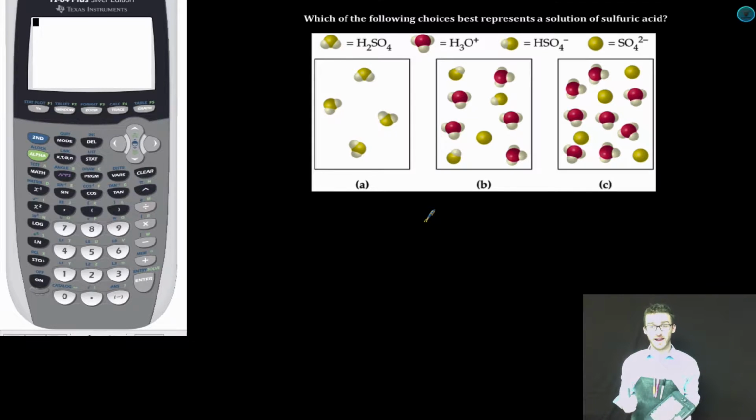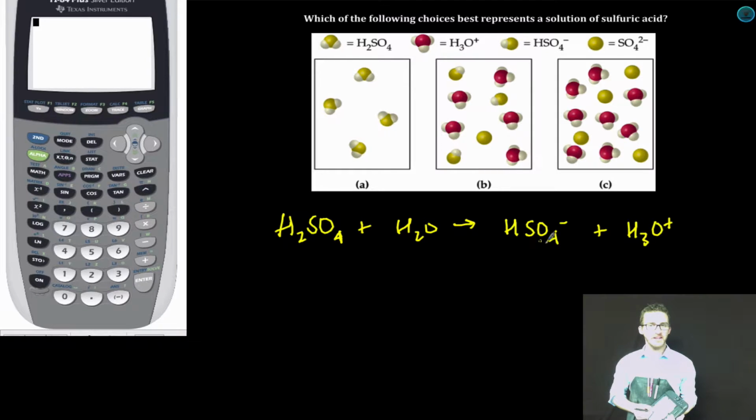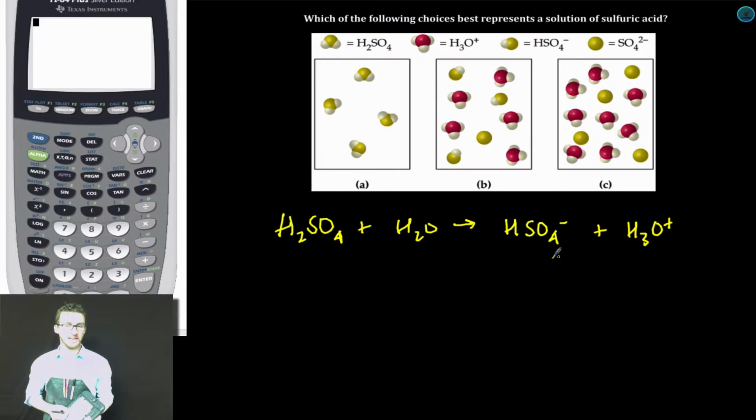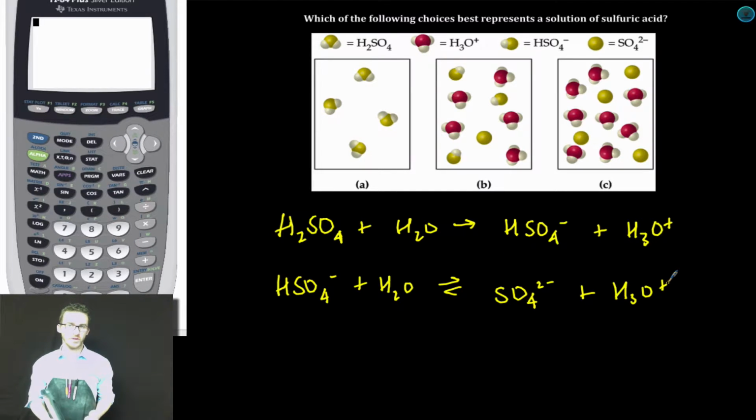1. Sulfuric acid is a strong acid. And 2. Sulfuric acid is a polyprotic acid. There are two ionizable hydrogens. The first ionization will look like this. But then recognize the HSO4- ion will also act as an acid, but this time as a weak acid. Second ionization of sulfuric acid.